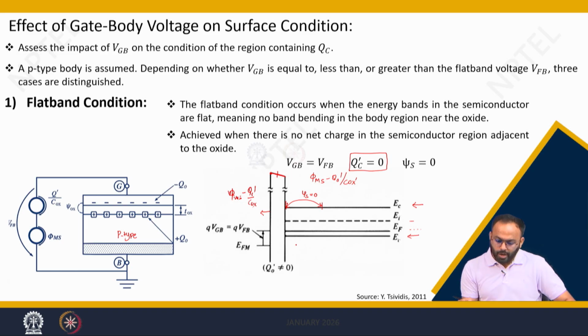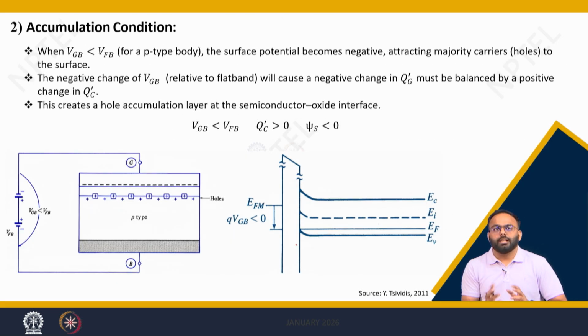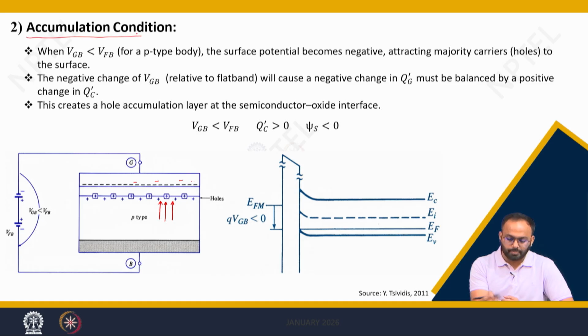So what will happen if we apply a voltage which is less than the flat band voltage? It means you are applying a negative voltage to the system. If you apply a negative voltage, negative charge will come onto the metal plate, right? This negative charge requires a positive charge at the opposite plate, which is the semiconductor. So from where will the positive charge come in the p-type body? Obviously, the holes, which are the majority carriers here, will get an attractive force toward the surface, and hence all the holes will accumulate near the surface. If the holes are accumulating near the surface, this region is called the accumulation region.